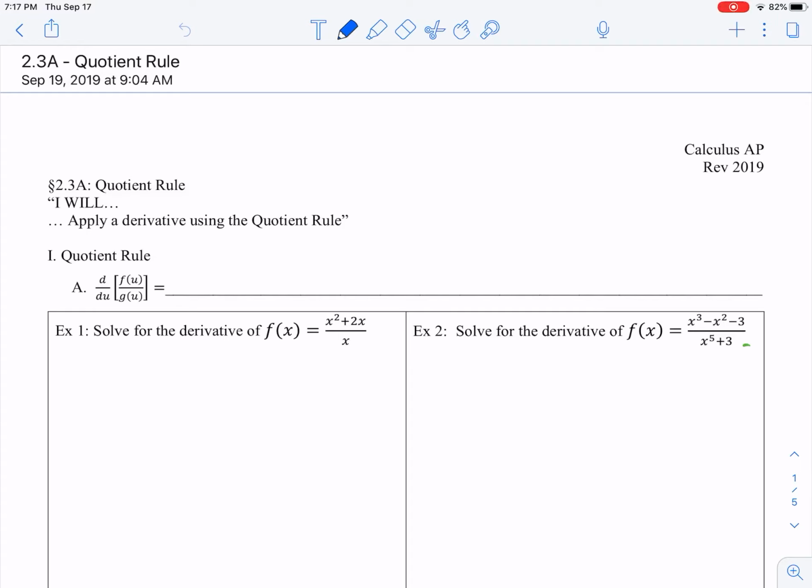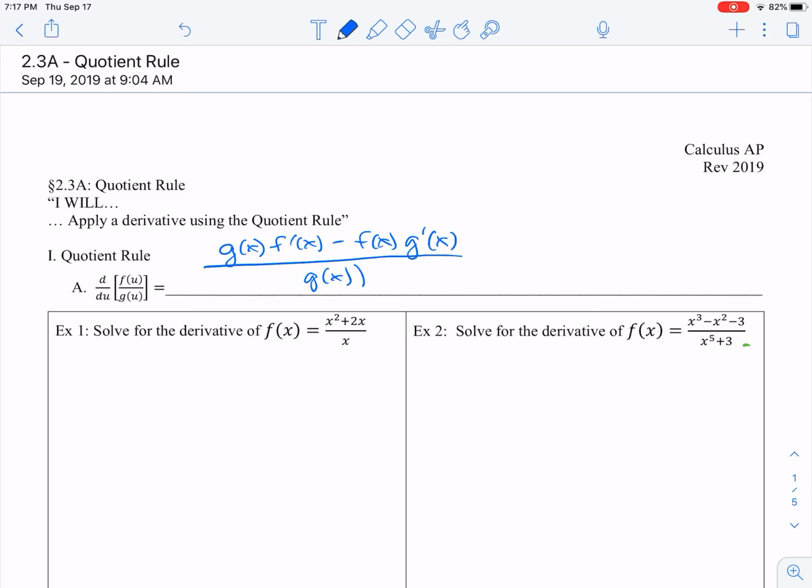Today we're going to learn the quotient rule. And you're going to end up repeating this to yourself, and I hear people whispering it when they're taking the test, because this is how the derivative rule works. You take low d high minus high d low over low squared.